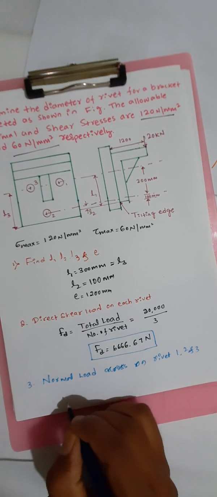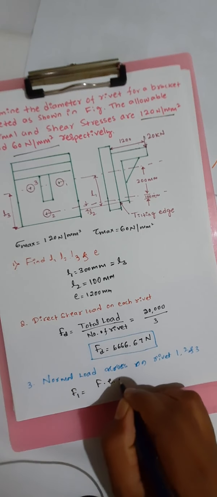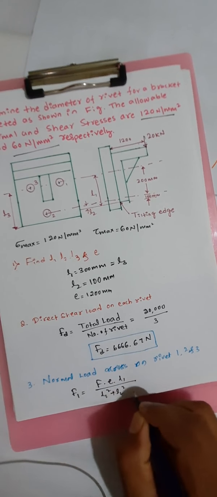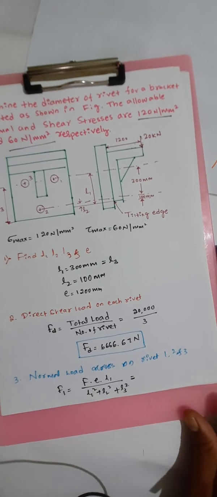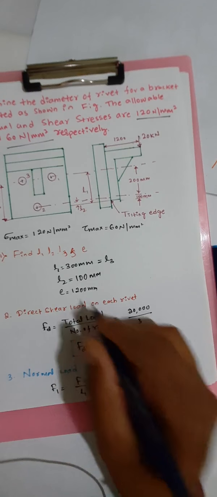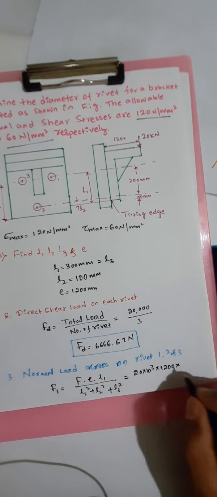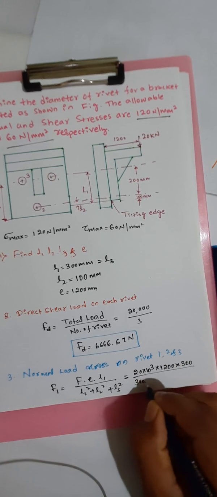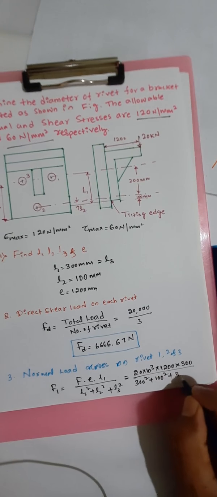We know the formula. F1 is equal to F into E into L1 divided by L1 square plus L2 square plus L3 square. If you substitute all the values into this equation, we know the value of F, that is 20 into 10 to the power 3, into E is equal to 1200, into L1. L1 is equal to 300, divided by 300 square plus 100 square plus 300 square.